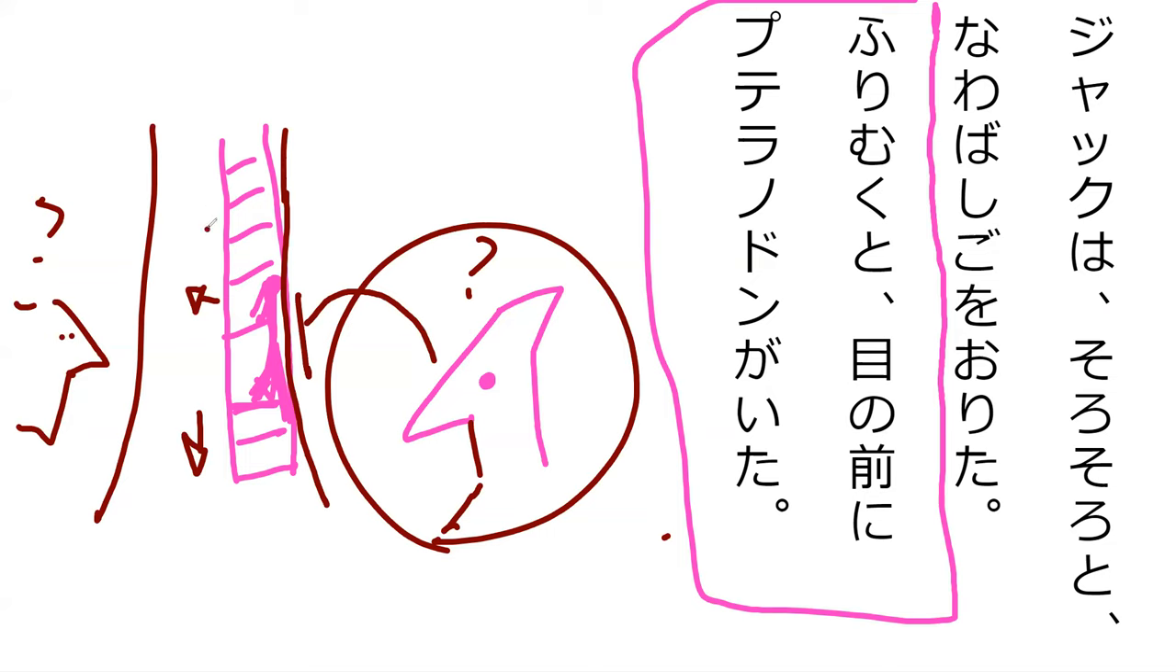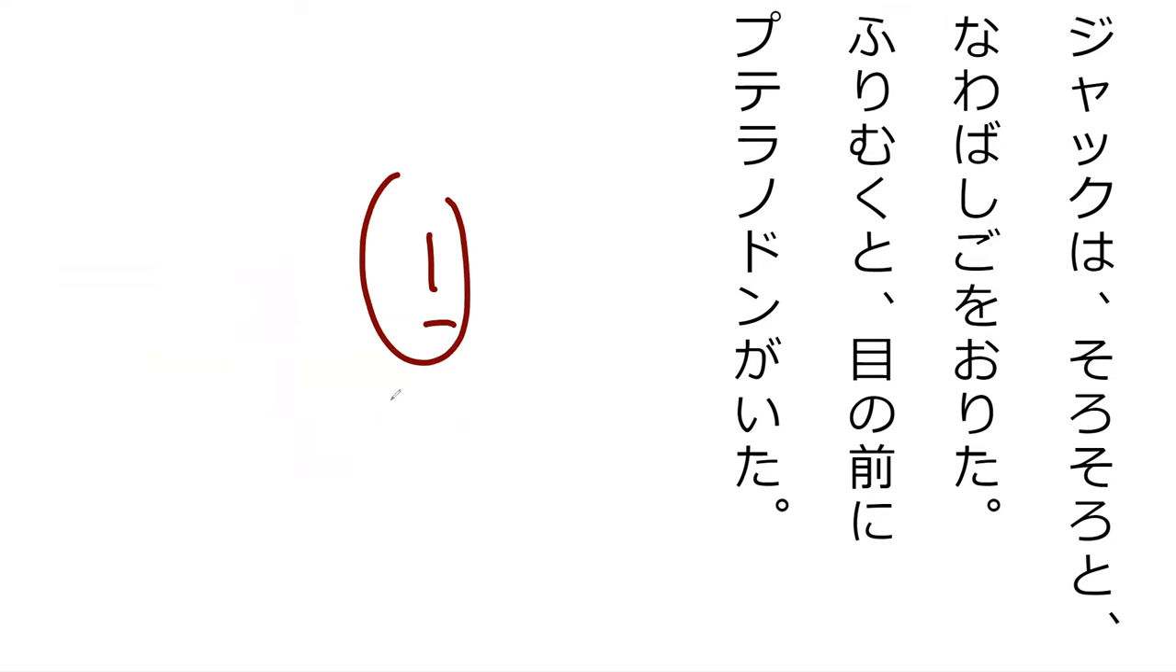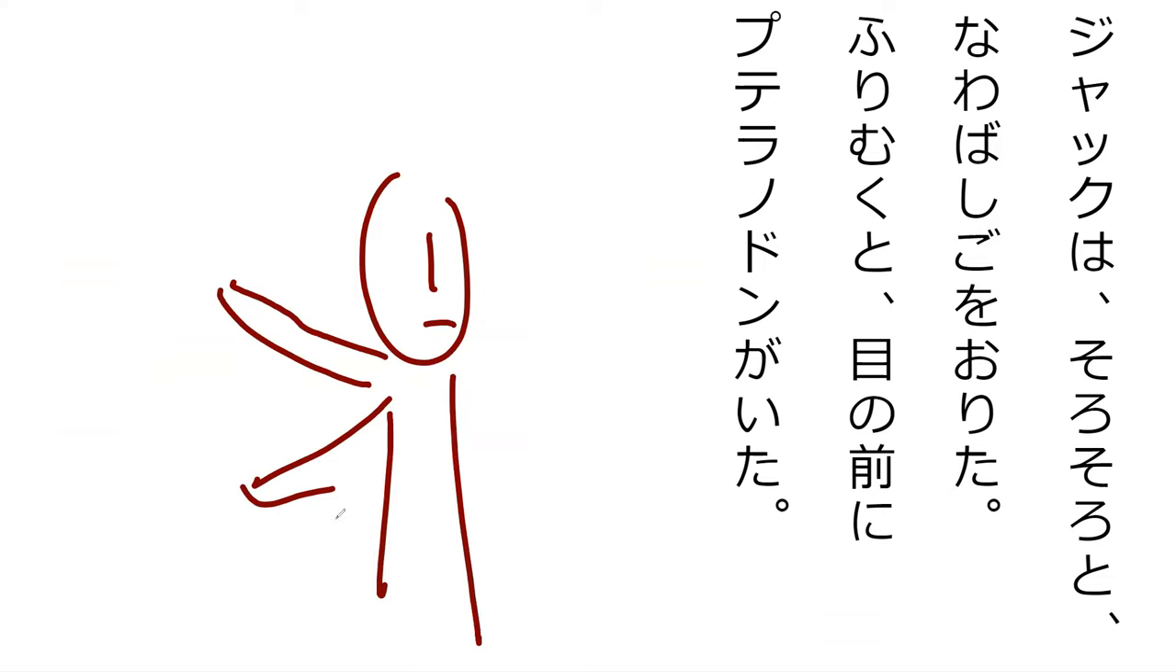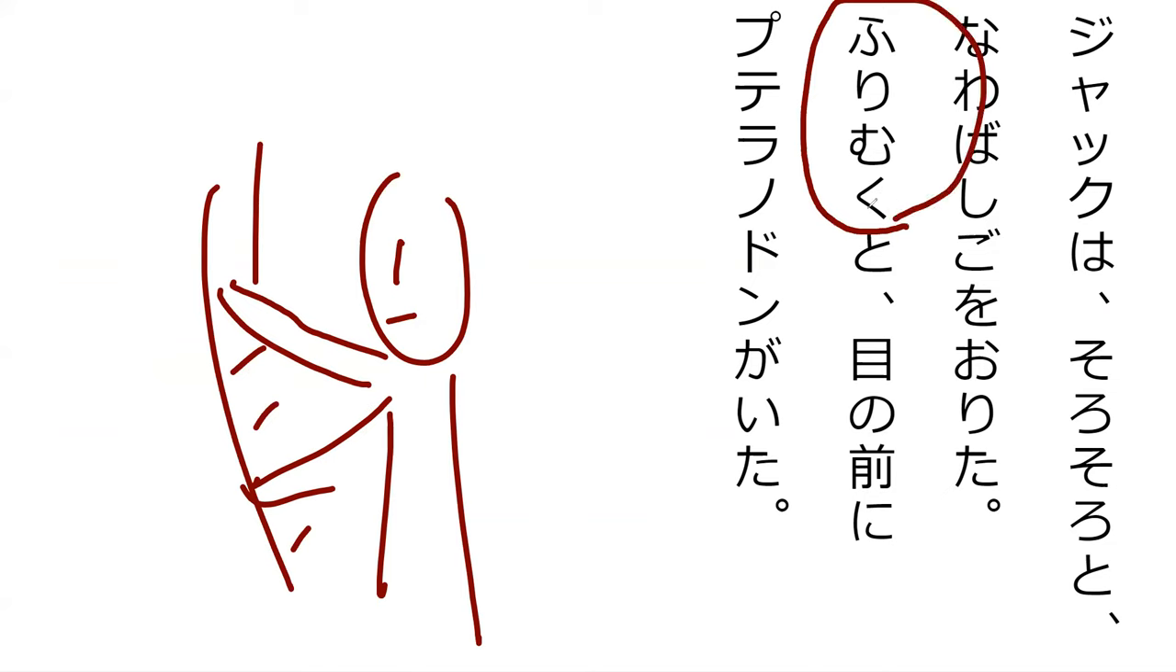So when you climb down a ladder, you normally look in the direction you're climbing, so he's not facing this way. He's not facing this way as he climbs down a ladder normally, right? That looks a little weird. Normally, you face the direction you're climbing down. However, he's going furimuku. You know what that means? Furimuku. Yeah. That means to turn your head to look behind you.